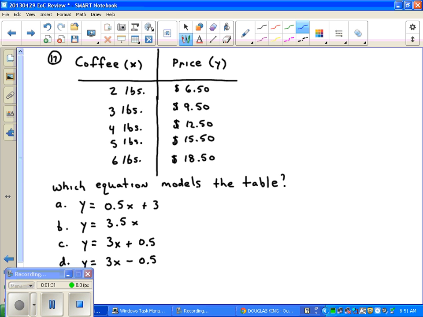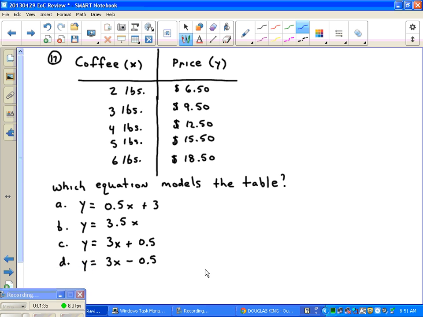Number 7, it gives us coffee poundages and it gives us prices to go along with it. When you're creating an equation for this, remember your slope shows your change up and down. So that's your change of y over your change left and right. That's your change of x. So it's your change of y over your change of x. So if you're looking at your change of y, how much do we have to go up for each of these?